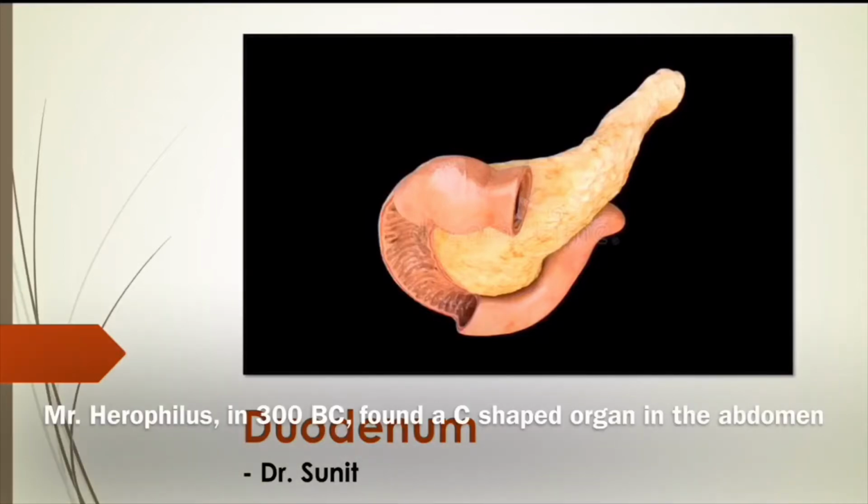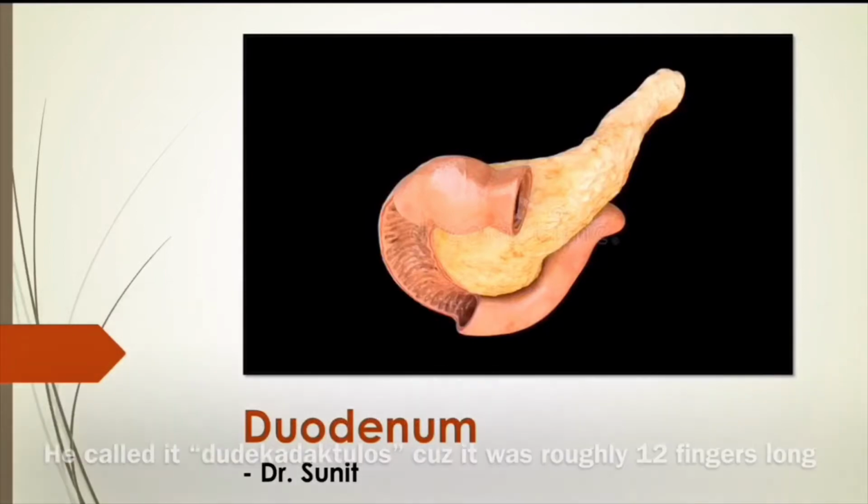Herophilus in 300 BC found a C-shaped organ in the abdomen. He called it Duodecadactylos, because it was roughly 12 fingers long.